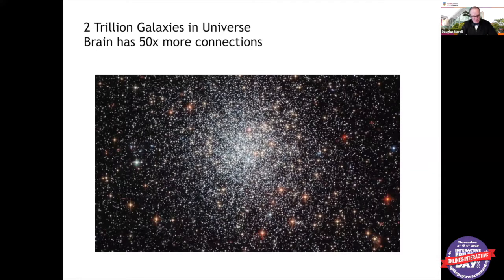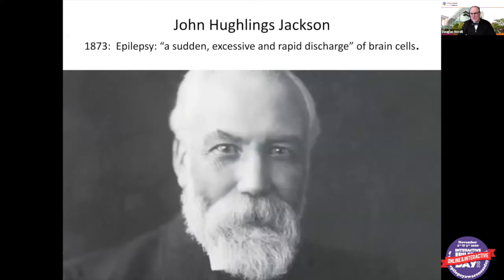But when it doesn't, we've known for about the past 150 years that you can get epilepsy. And as John Jackson postulated in 1873, epilepsy is due to a sudden, excessive, and rapid discharge of brain cells. He just hypothesized this, which was sheer brilliance and turned out to be correct.